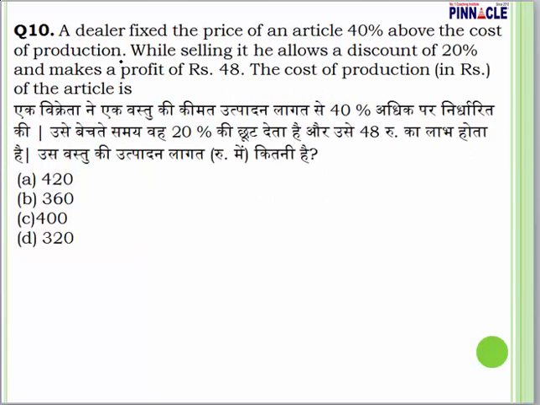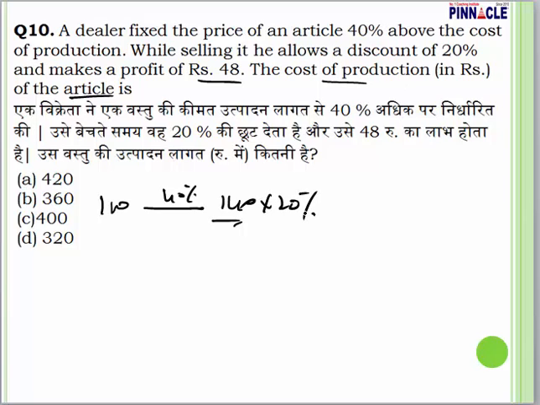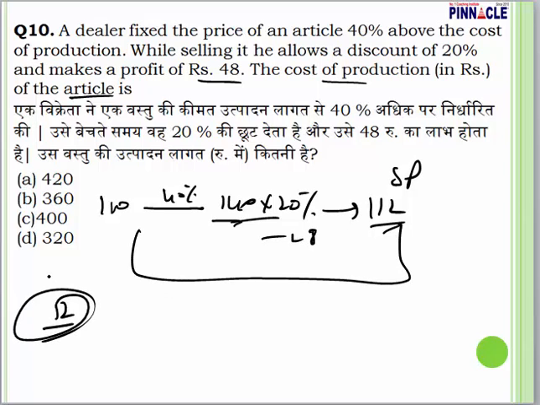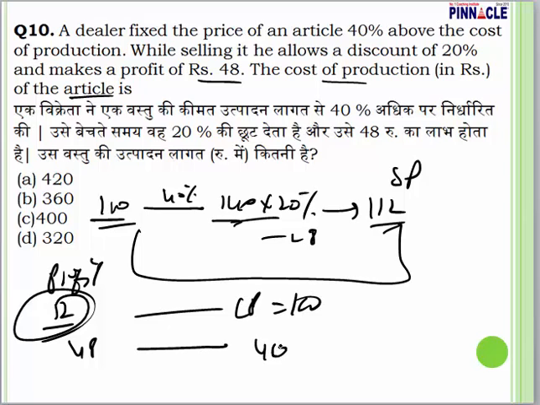Question number 10. A dealer fixed the price of an article 40% above the cost of production, while selling it allows a discount of 20% and makes a profit of 48. Cost of production of the article would be how much? Let's take 100 rupees and 40% above the cost, that is 140. While selling it allows a discount of 20%. 20% discount means 28 rupees discount, it means 112 is the selling price in fact. And then he makes a profit of 48. So now in this case, the profit is 12 rupees. If profit is 12 rupees, CP is 100 rupees. If profit is 48, then CP would be 400. 100 divided by 12 into 48, that would be equal to 400. So answer is C.